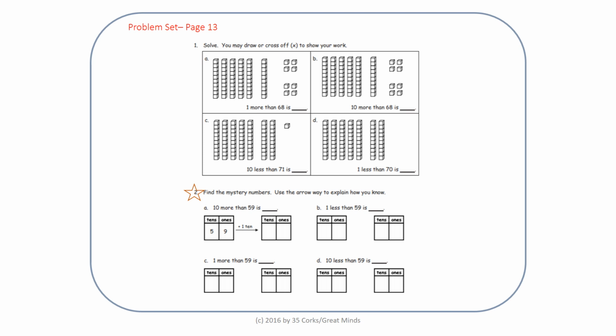So A says 10 more than 59 is blank. They have 59 in the first place value chart. They're showing plus 10, or you can just draw plus 10 in your arrow, and then you need to fill in the answer. B says 1 less than 59 is blank. C says 1 more than 59 is blank. And D says 10 less than 59 is blank. So this is page 13, and I'm going to show you page 14.